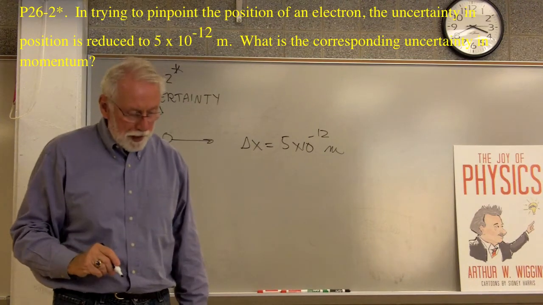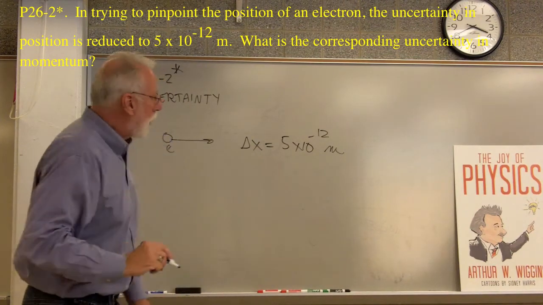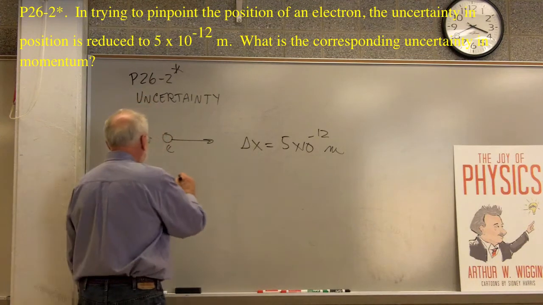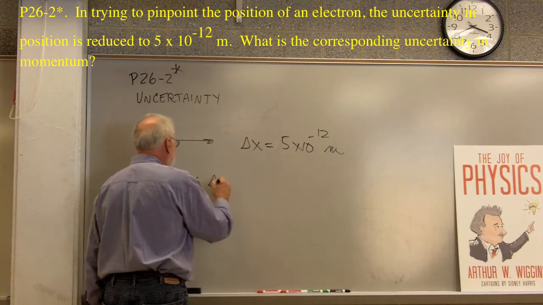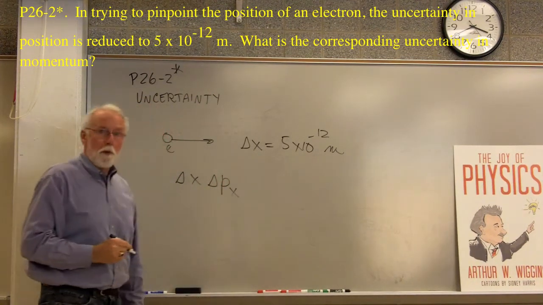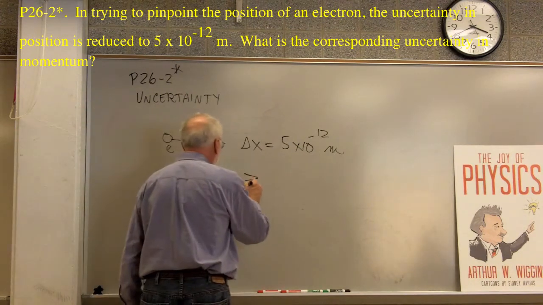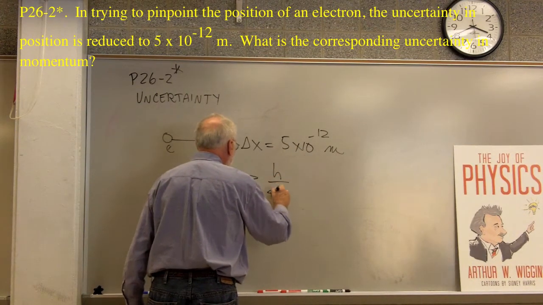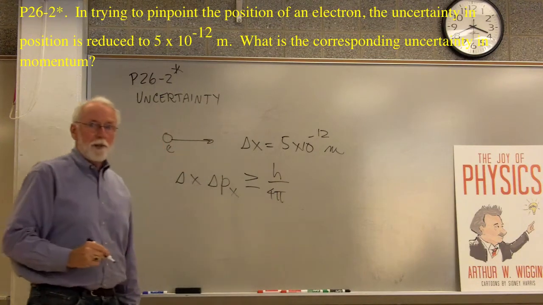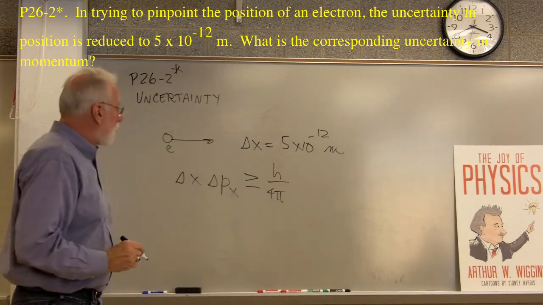As we have it localized within a small volume, 5 times 10 to the minus 12 meters. Terrific. So what does that imply? The Heisenberg uncertainty principle says that the uncertainty in position multiplied by the uncertainty in momentum is greater than or equal to h over 4 pi. h is the Planck constant.